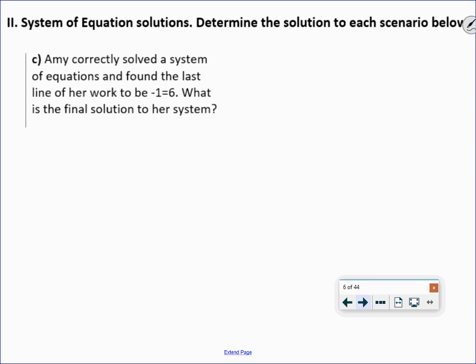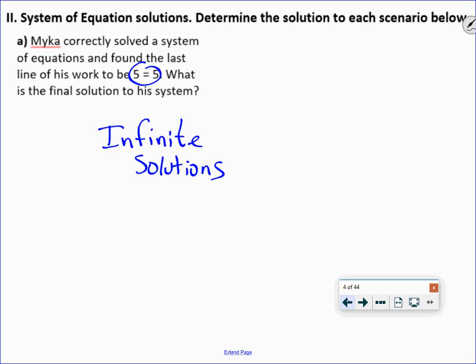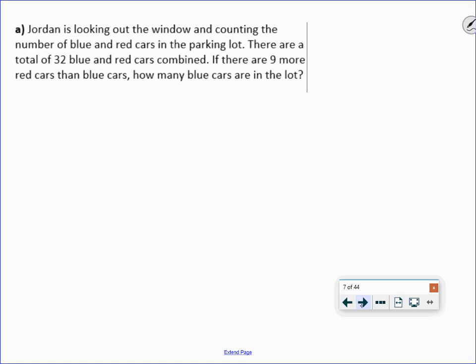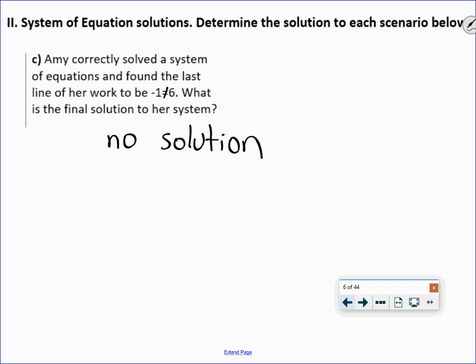Amy correctly solved the system and found the last line of her work to be negative 1 equals 6. Well, that's not a true statement, so the answer is no solution. And we just saw an example of this type of problem right here. So that's sections 1 and 2, the review of systems.